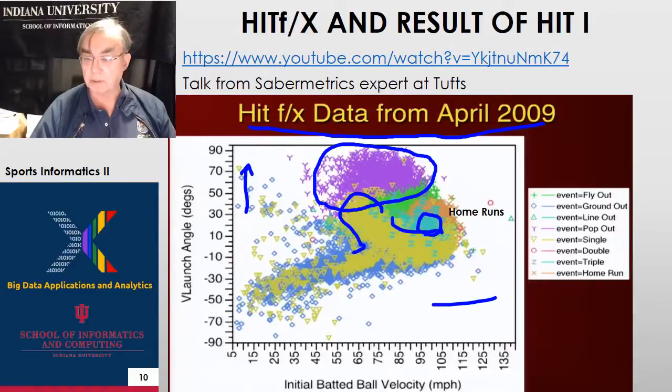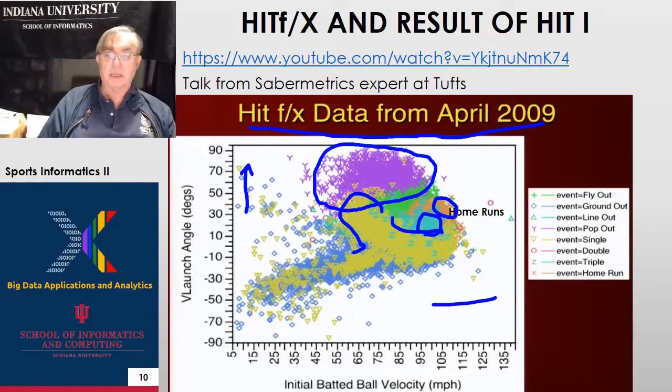Home runs, which are these ones here. These are home runs. They're actually reasonably focused where they are. Although, of course, the way it's plotted, you really need to see which color is underneath which other color. You just get presumably the dominant color here.